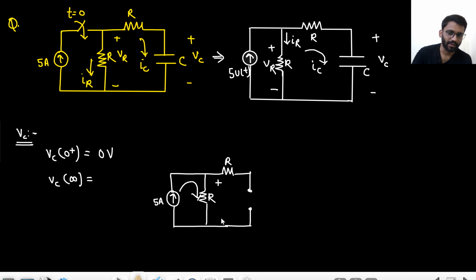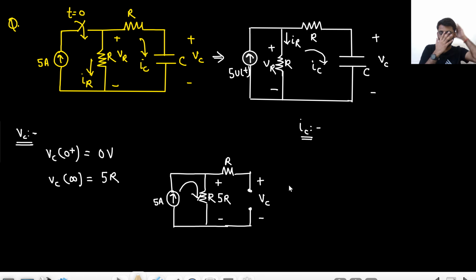So what is the drop here? 5R. Since there is no drop across this resistor because it is open circuited, the same voltage drop will be across VC only. This is 5R. Along with that, let's comment on IC as well, because you don't really know what IC is. If IC is always constant, that means the capacitor will linearly charge.